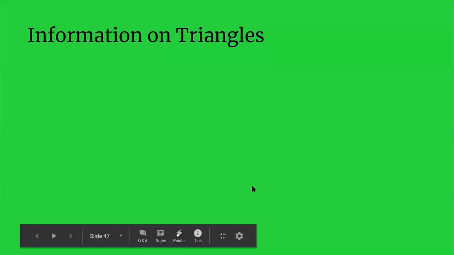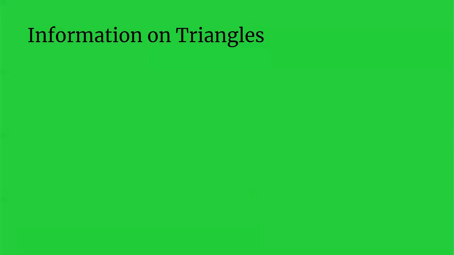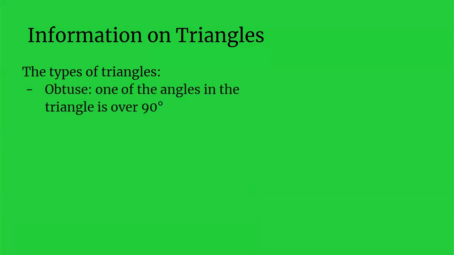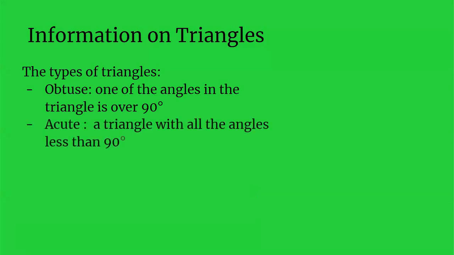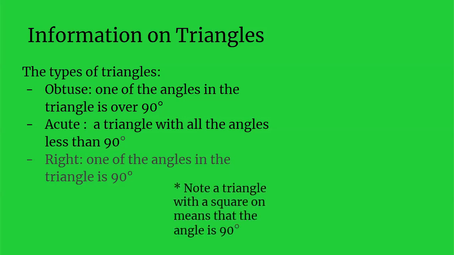So next we're moving on to triangles. Information about triangles. Yay. So there are different types of triangles, if you haven't noticed. We got an obtuse triangle, where one of the angles in the triangle is over 90 degrees. We got an acute triangle where all of the angles are less than 90 degrees. And then we got a right triangle, which was mentioned from the slide before, where one of the angles in the triangle is equal to 90 degrees. So here are the pictures. Oh wait, no.